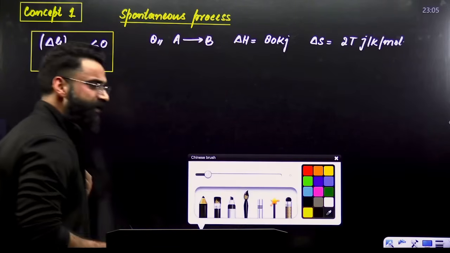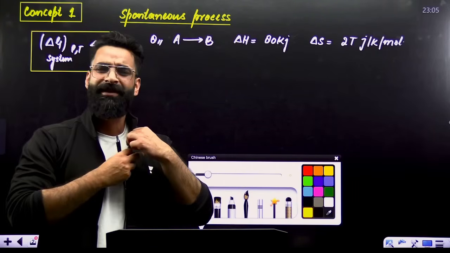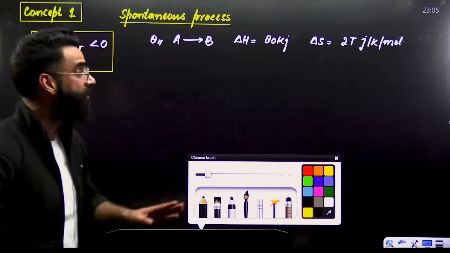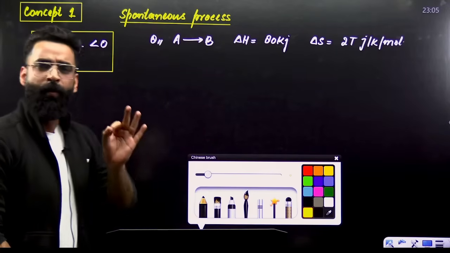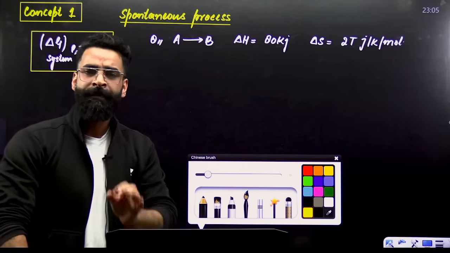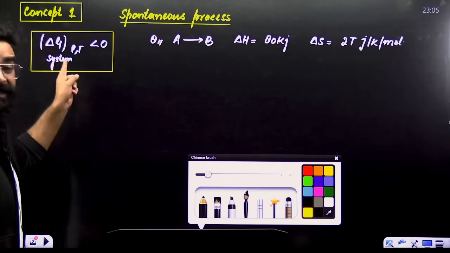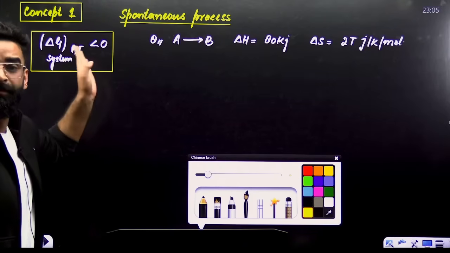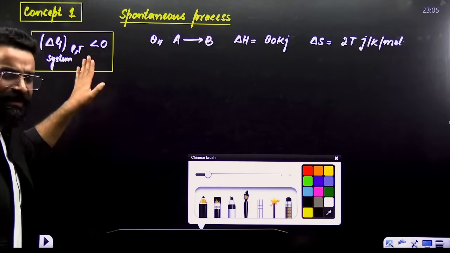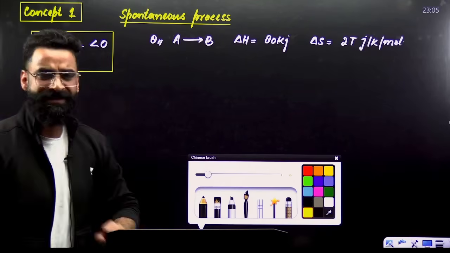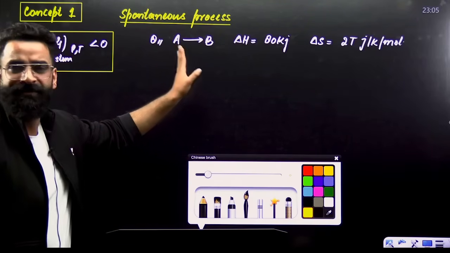My dear students, this is the first question which is asked in your NEET examination almost every year. What is the question? The question is about the spontaneity. One thing which you need to remember, what is that? For any process to be spontaneous, delta G for the system at constant pressure and temperature should be negative. This is the condition for the reaction to be spontaneous. For example, this is the type of the question which is asked.